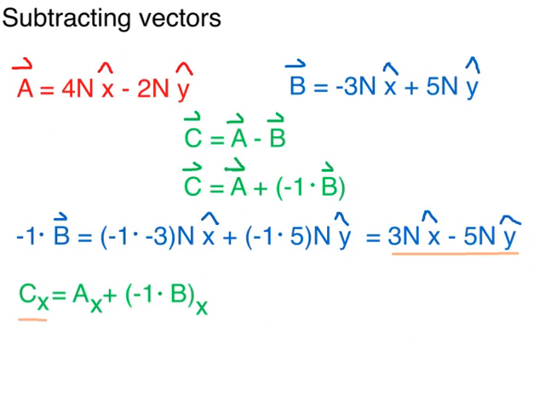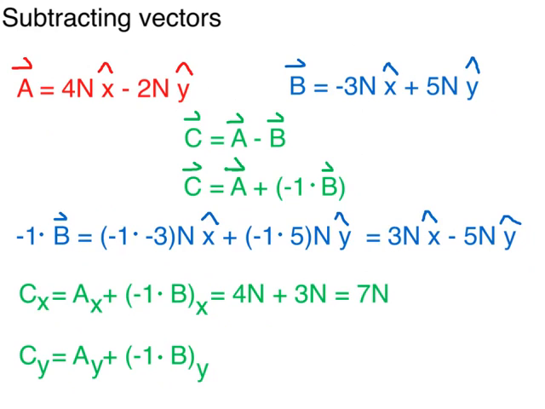So to get the x component of the sum vector c, we add the x component of a, which in this case is 4 newtons, and the x component of negative 1 times b, which in this case is 3 newtons, which gives us a result of 7 newtons for the x component of c. We then go and repeat the process for the y component, adding the y component of a, which in this case is minus 2 newtons, and the y component of negative 1 times b, which in this case is minus 5 newtons. Substituting in the numbers gives us a result of negative 7 newtons for the y component of c.